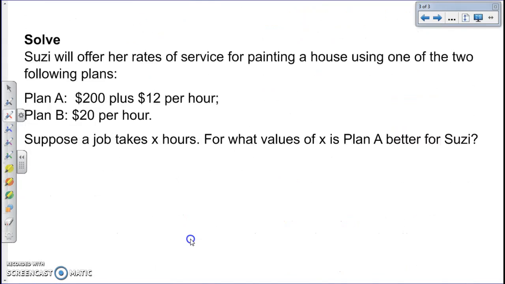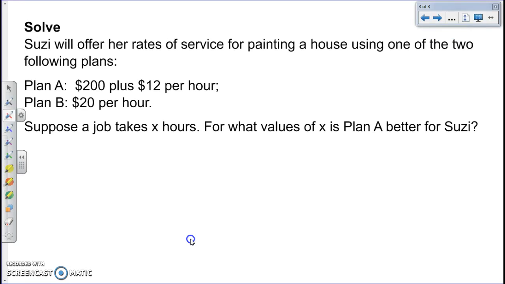Okay, and then lastly, we have this word puzzle. It says Susie will offer her rates of service for painting a house using one of the two following plans. Susie can offer you plan A, which is $200 plus $12 an hour, or she can offer you plan B, which is $20 per hour. Suppose the job takes x hours. For what values of x is plan A better for Susie?